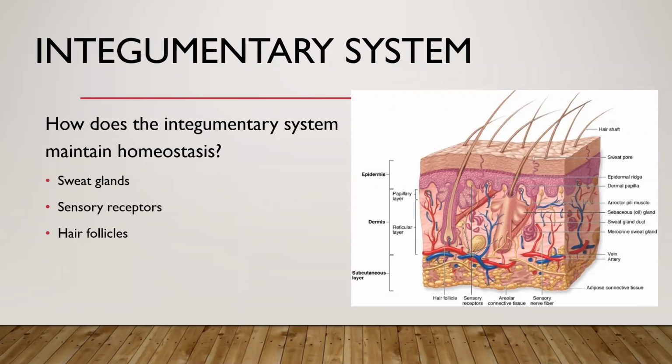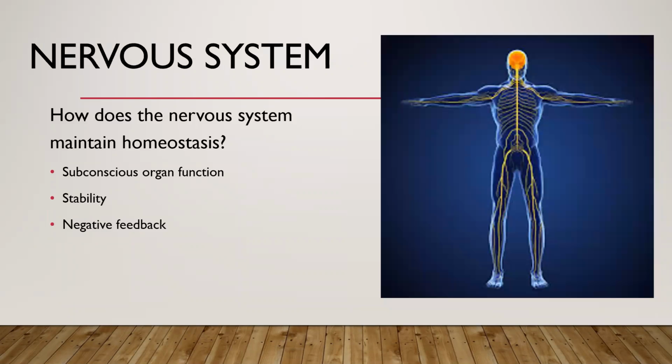So through sweat glands, sensory receptors, and our hair follicles, these are just key factors that really help drive home homeostasis. And we'll go over this a little bit more in the narrated drawing that I'm going to be sharing, and we'll go over these examples a little bit more. But the integumentary system is very important when it comes to homeostasis.